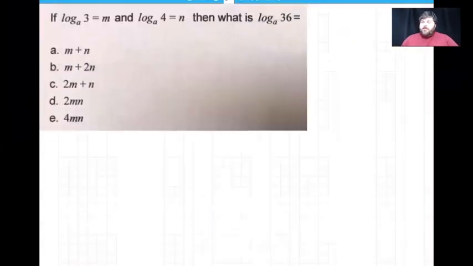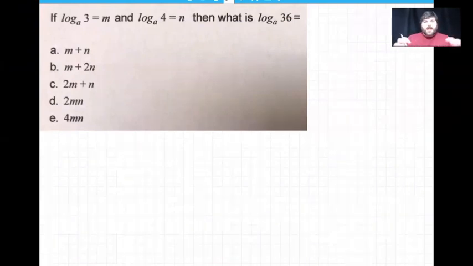All right, if log base a of 3 equals m and log base a of 4 equals n, what is log base a of 36? Okay, so this one seems pretty out there. Like, whoa, where do I even start with this? But look at your answers. Your answers are a bunch of m's and n's added and multiplied together. So just think about what you know about logarithms.